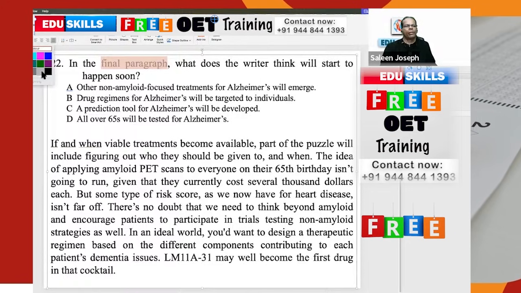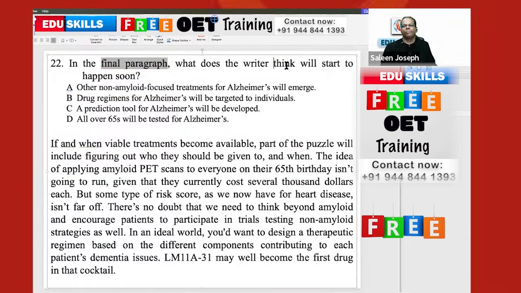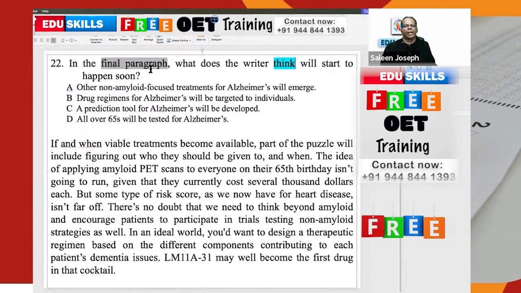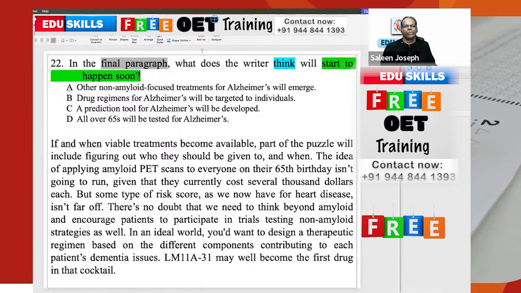Immediately you can swoop into that paragraph, if you have numbered your paragraphs. What does the writer think? Think means opinion. Writer's opinion. And will start to happen soon. Start to happen soon means prediction. Happening soon means in the future. Future means speculation or prediction. Speaking about the future.